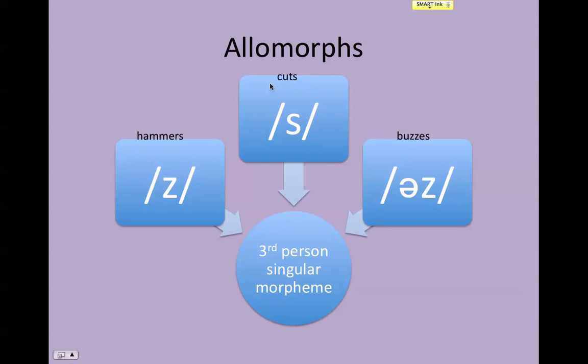Then we have the word cuts. He cuts. He cuts the bread. This S takes on a sound of S. And then we have uz, as in the word buzzes. In buzzes, the S takes on the uz sound, or the ES. And I will explain in more depth when we get to morphological rules.